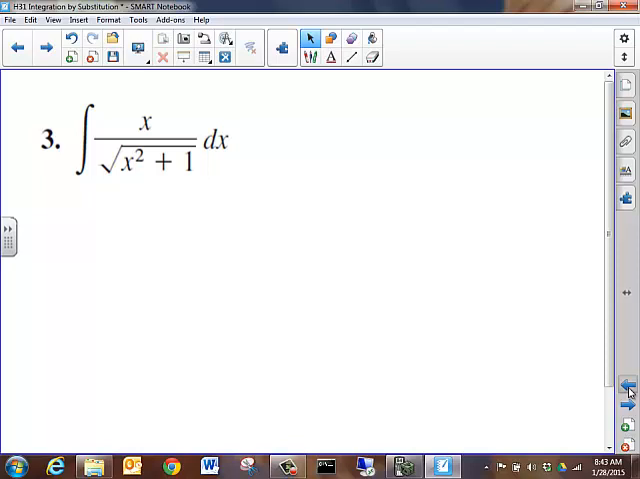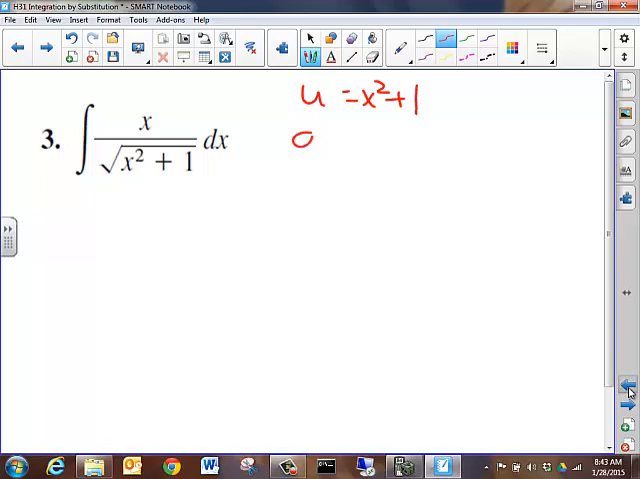How can I check to be sure I got the right answer? Yes, you should be able to find the derivative of what you have, and you should be able to get back to where we started.